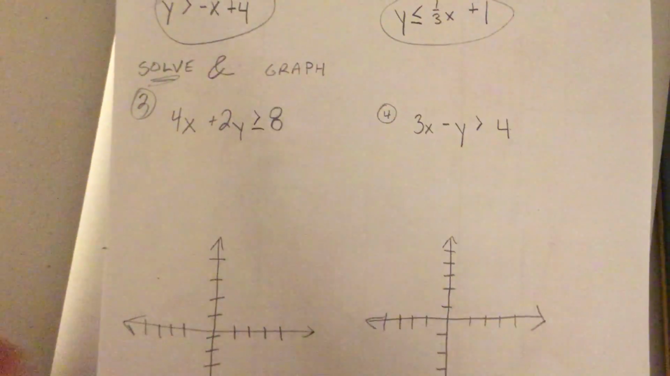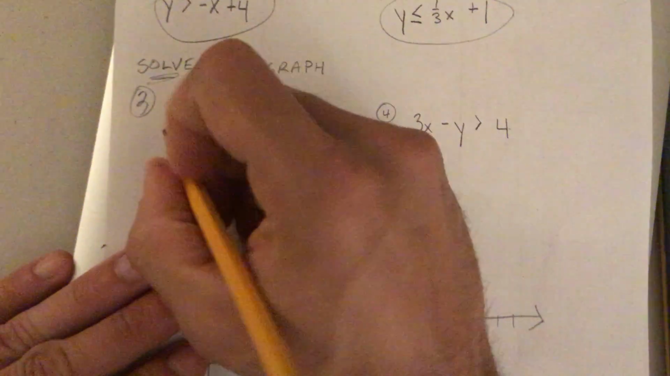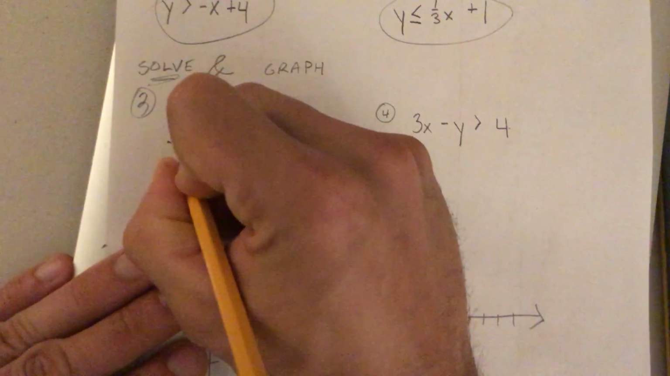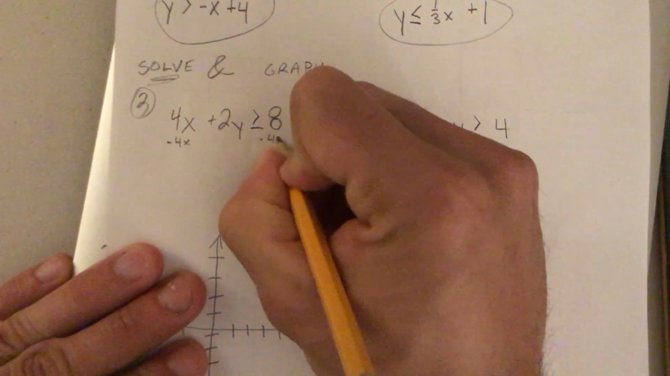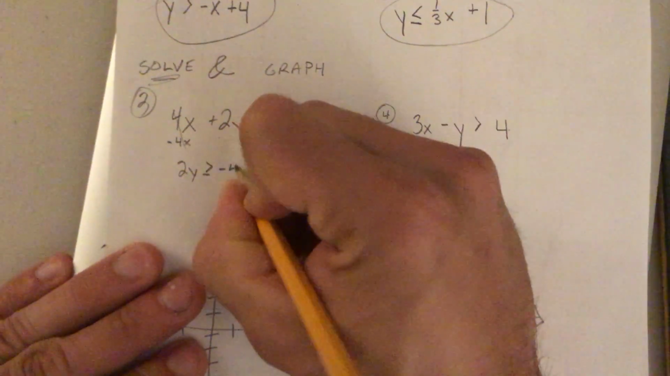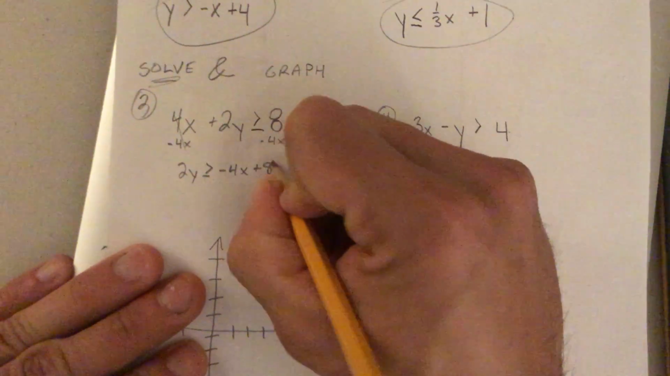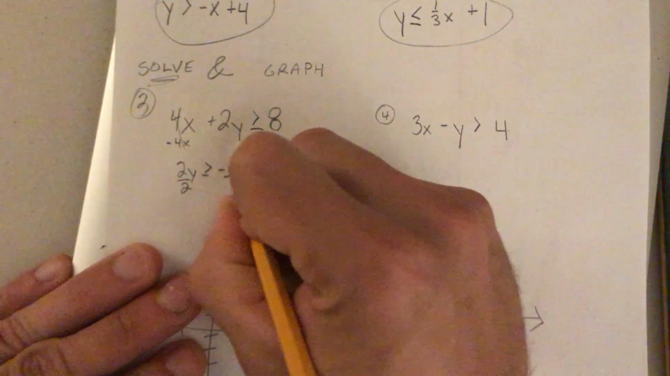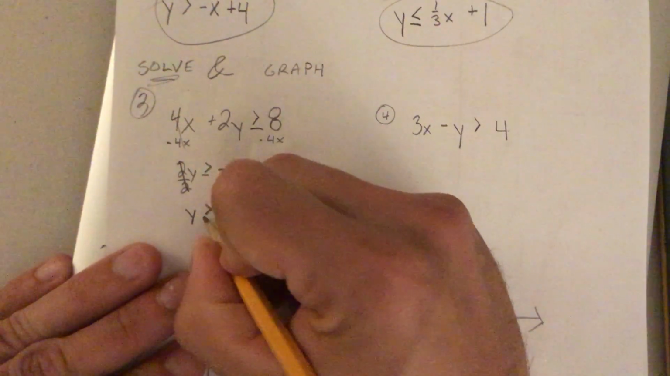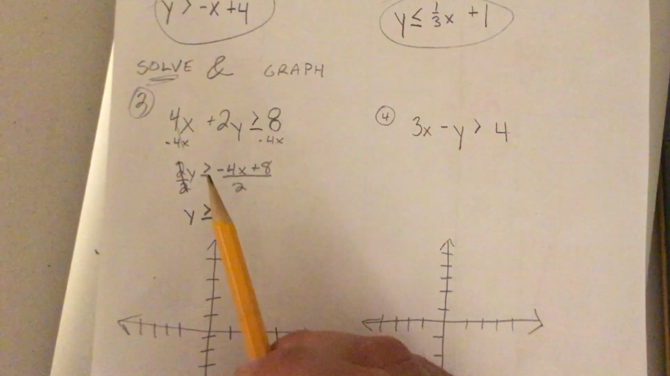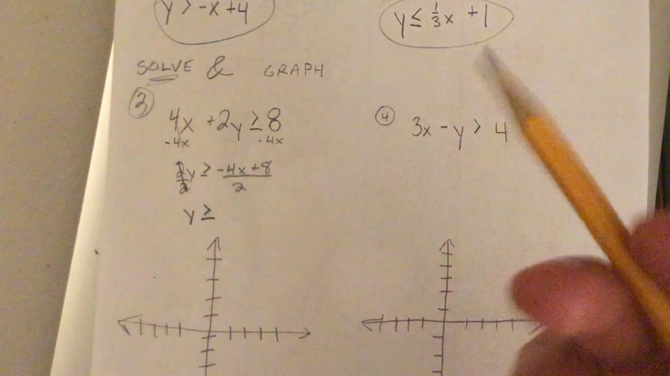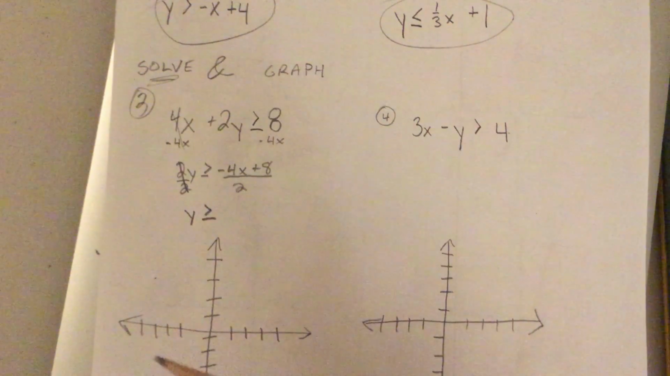Recall, we have to get y isolated completely by itself. So here, because we have positive 4x plus 2y is greater than or equal to 8, I'm going to subtract 4x from both sides. We get positive 2y is greater than or equal to negative 4x plus 8. I'm going to divide both sides by a positive 2. We get y is greater than or equal to. Notice that symbol does not change at all because we're dividing both sides by a positive 2. It only flips if we're dividing or multiplying both sides by a negative.